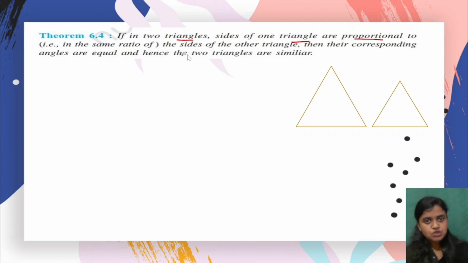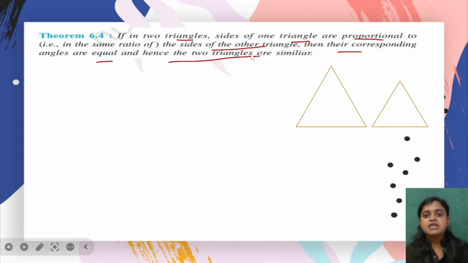Next, theorem 6.4 says that if in two triangles the sides of one triangle are proportional to the sides of the other triangle, that means they are in the same ratio, then their corresponding angles are equal, hence the two triangles are similar. This is the converse of the previous theorem. There all the angles were equal, so the sides were in proportion. Here all the sides are in proportion, so you can prove the angles are equal.